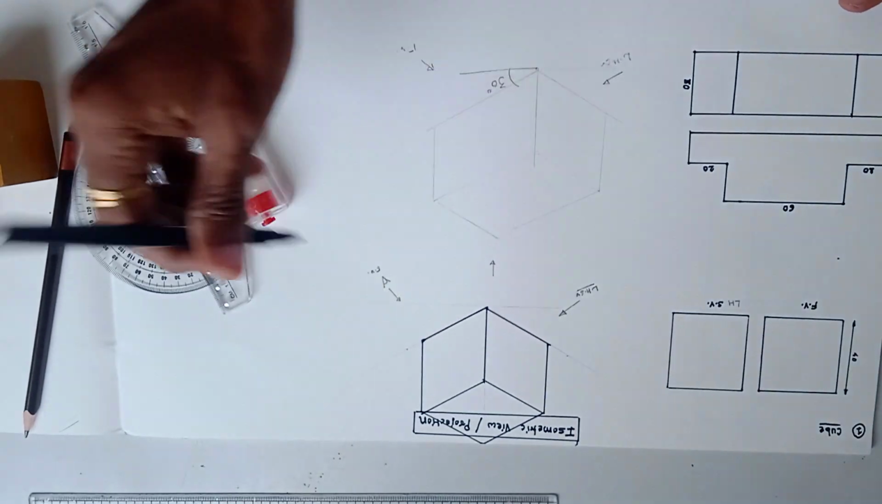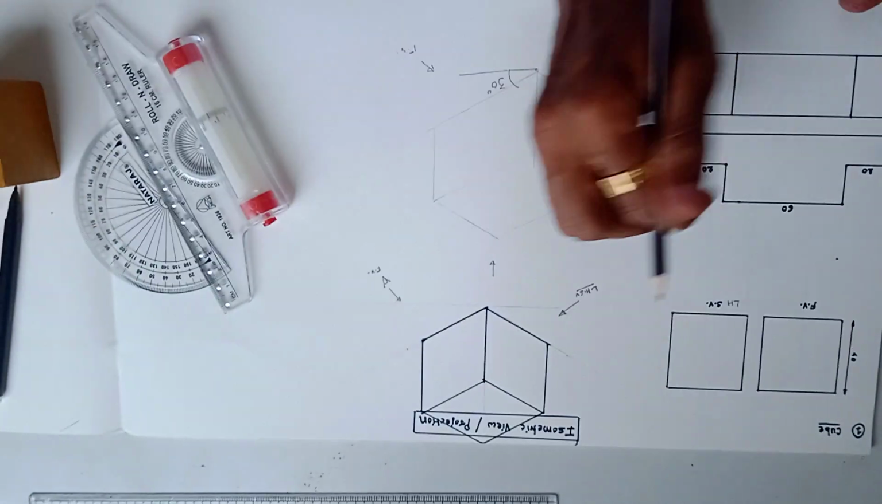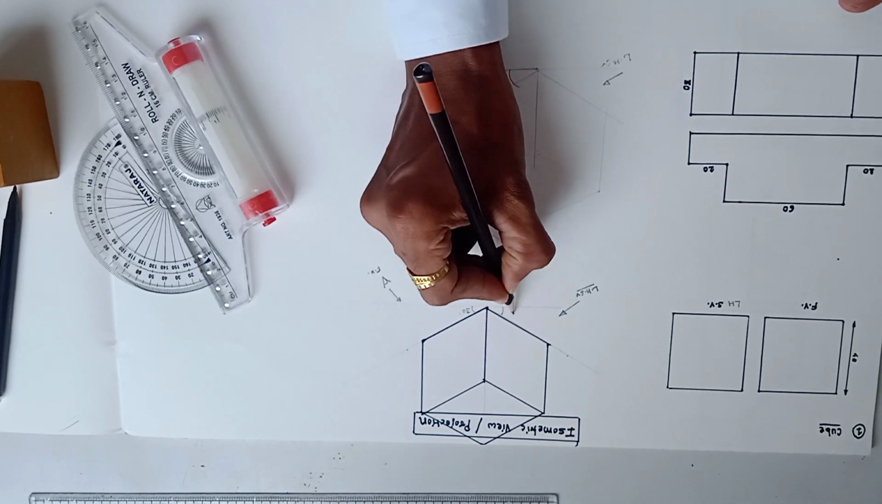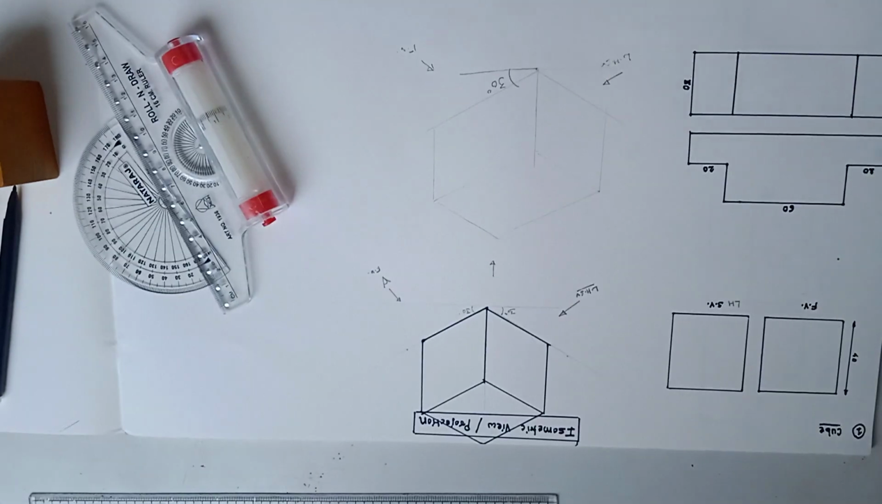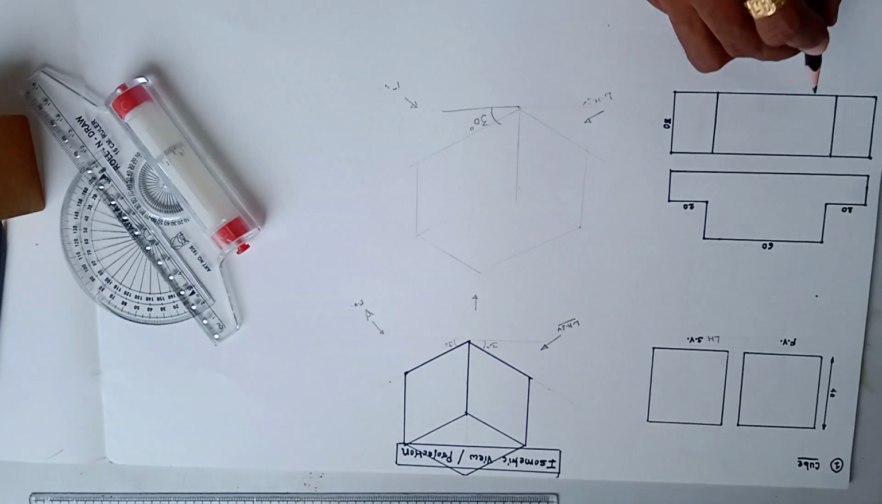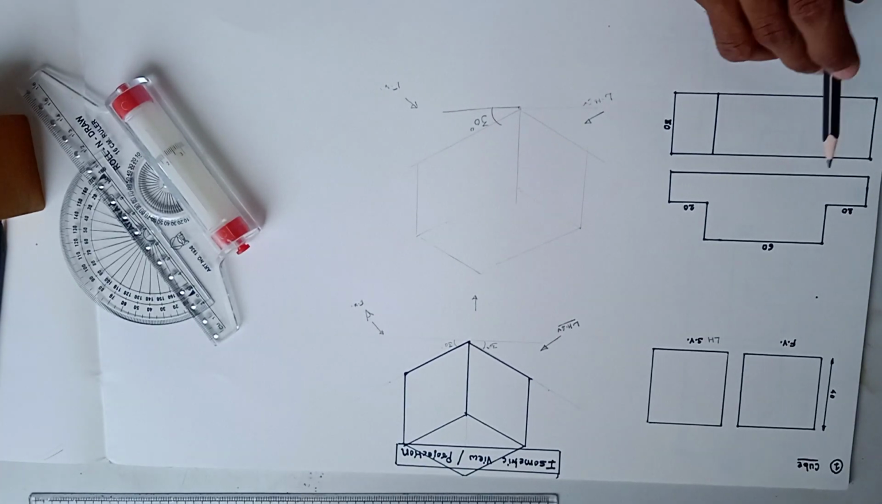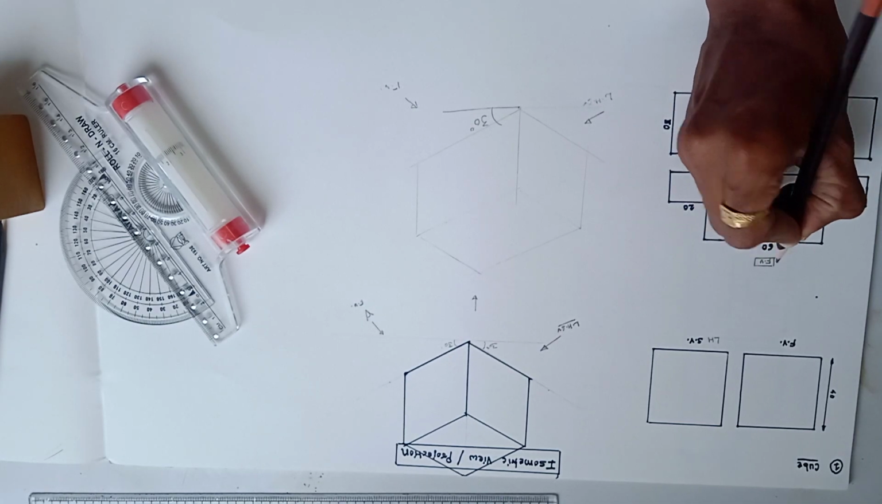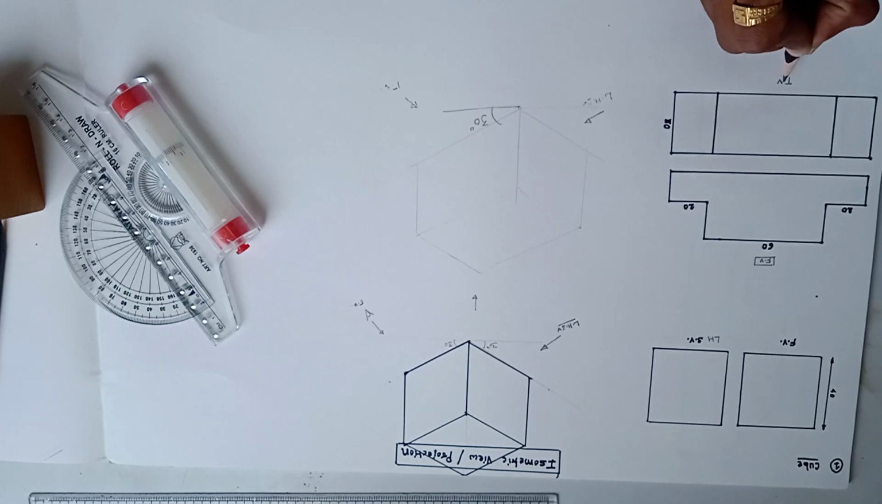So this is the three-dimensional or isometric view of the cube, where this angle is 30 degrees and this angle is 30 degrees. Now refer to the second example. This is the front view and this is the top view.